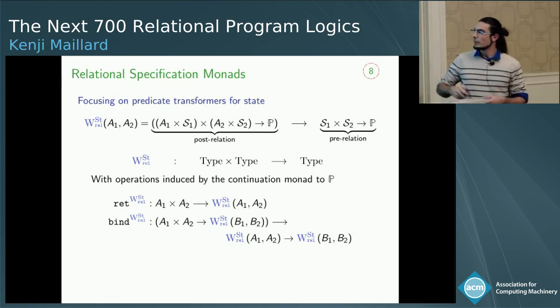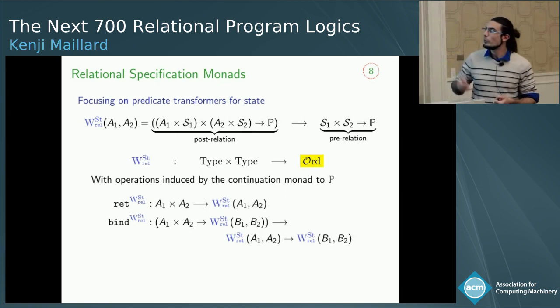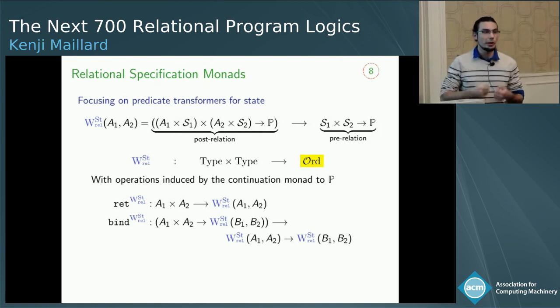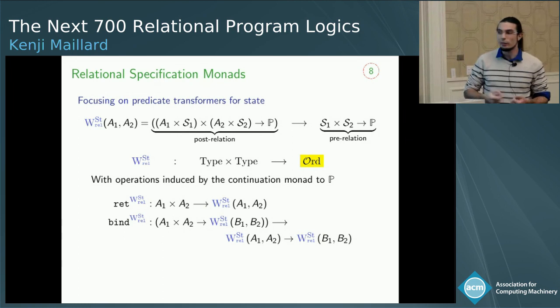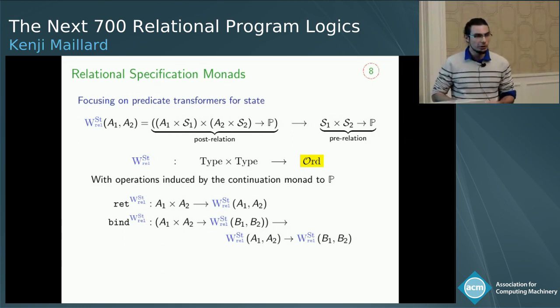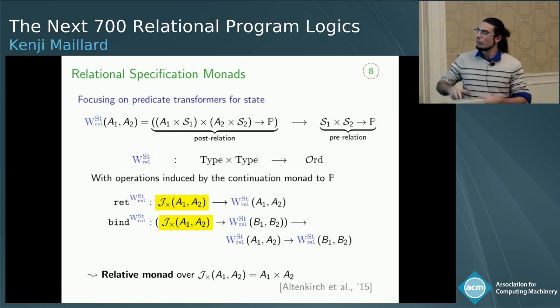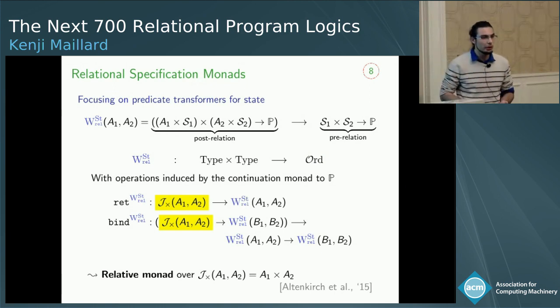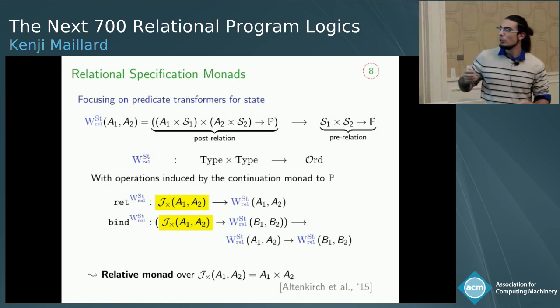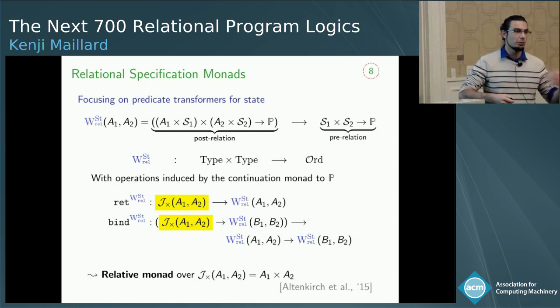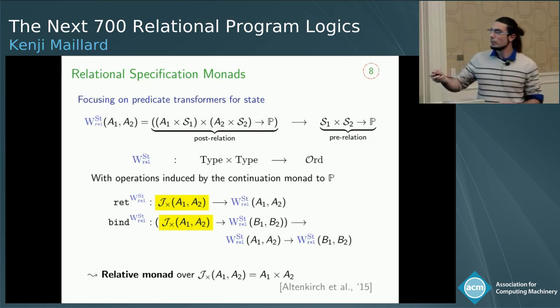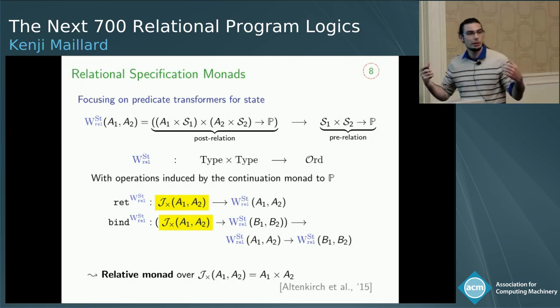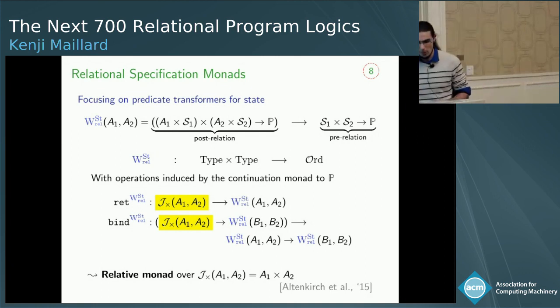And moreover, this object of relational specification is also equipped with an order which comes from the entailment order on proposition. And finally, looking at this operation, we can realize that this is exactly the structure of a relative monad in the sense of Altenkirch, Chapman and Uustalu, meaning that even if it's not, strictly speaking, a monad, which would need to take a type and return a type, it is a monad relatively to the product functor that takes two types and puts them together as their product.